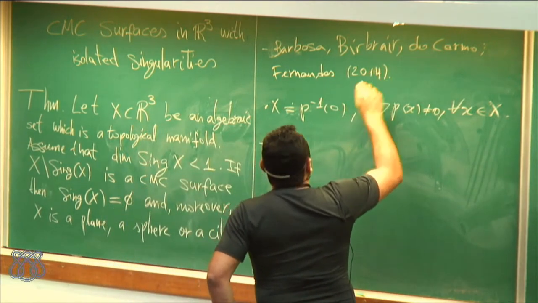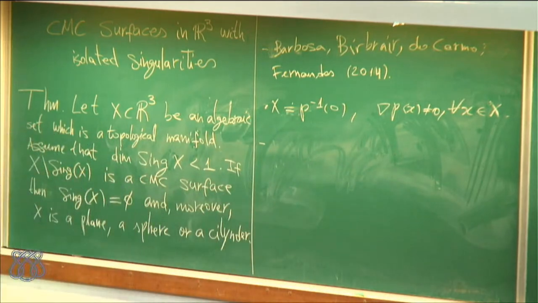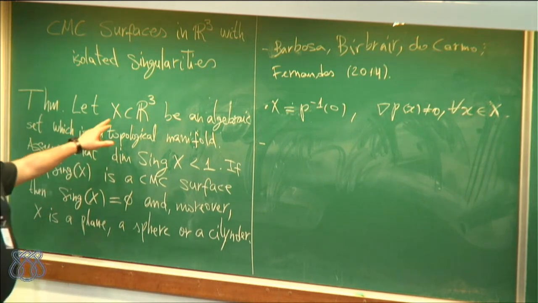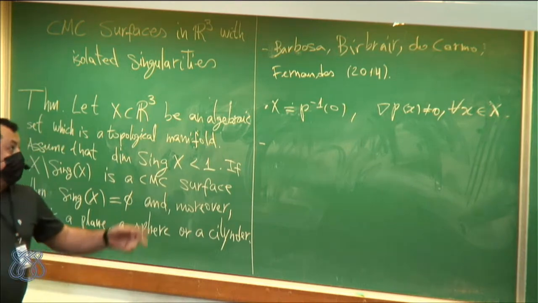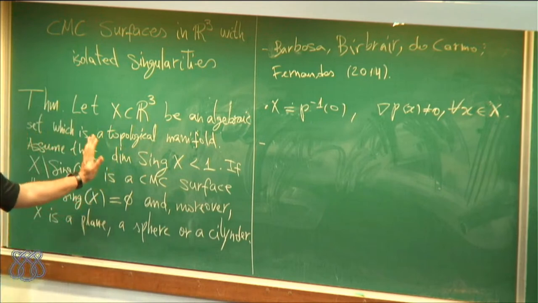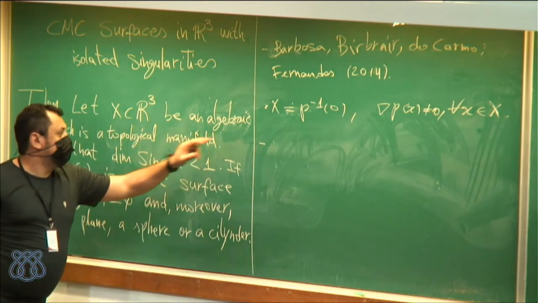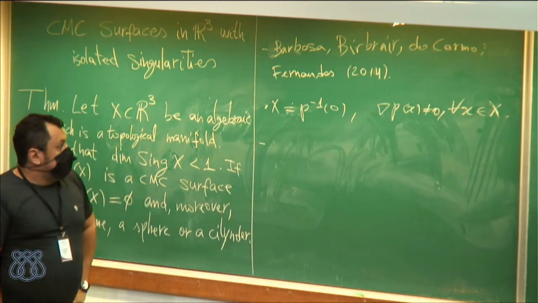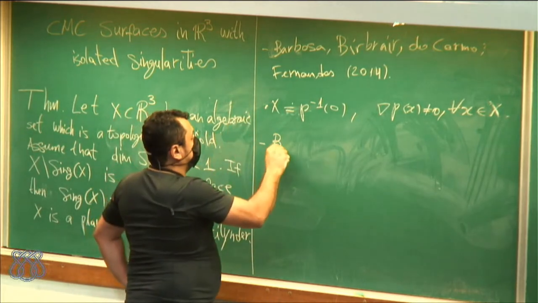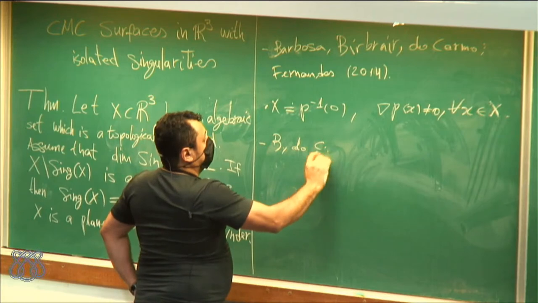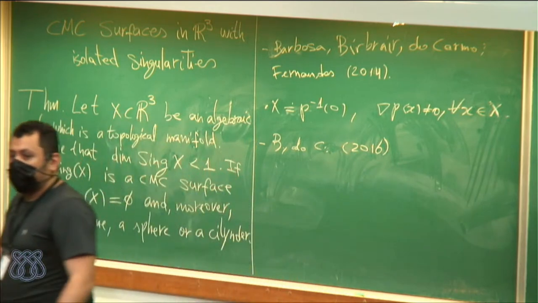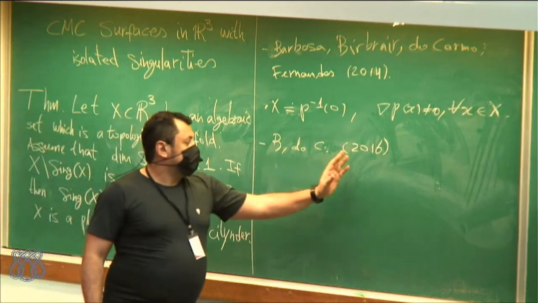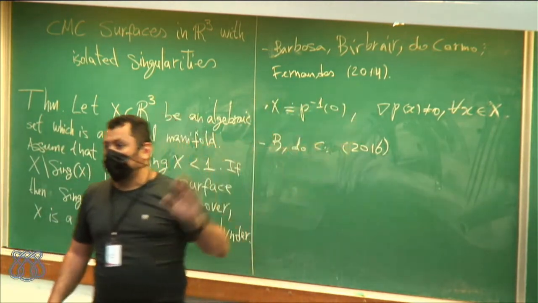But here in this paper, they prove it even when X is not algebraic but globally analytic, if they ask that it is of course closed. But when it's algebraic, it's closed always. So if it is closed and globally analytic, you have the same result. And before, in fact, there was a result of Barbosa and do Carmo in 2000, which appeared before but was published after, where it is algebraic and regular.